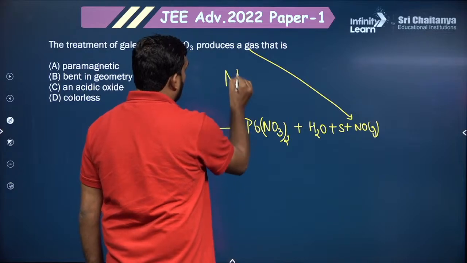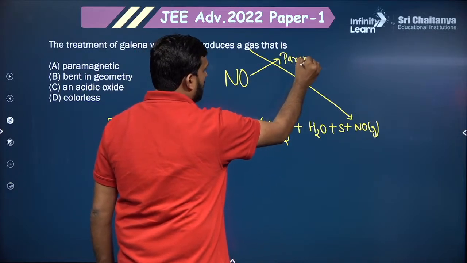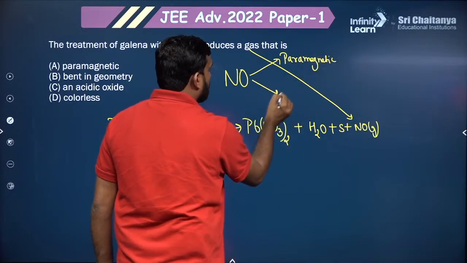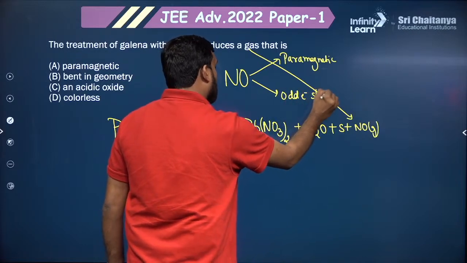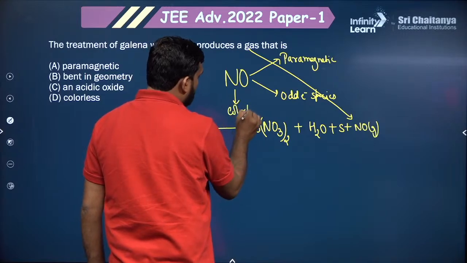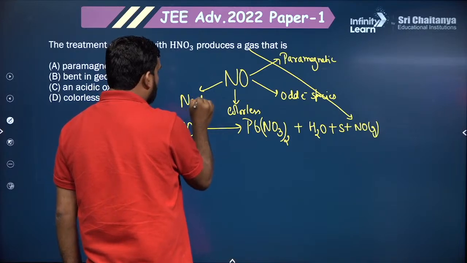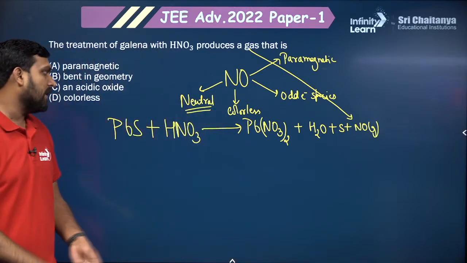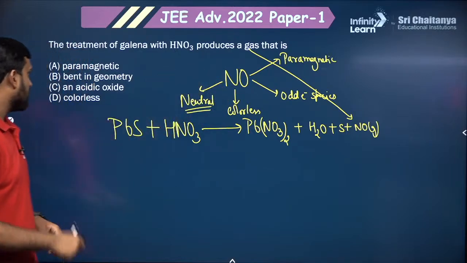So NO is a paramagnetic gas due to its odd electron species. This is also an odd electron species like NO2, but this is not colored. So this is colorless, and this is a neutral gas. There are only three neutral oxides in nature: carbon monoxide, nitric oxide NO, and nitrous oxide N2O. So this has already been asked.